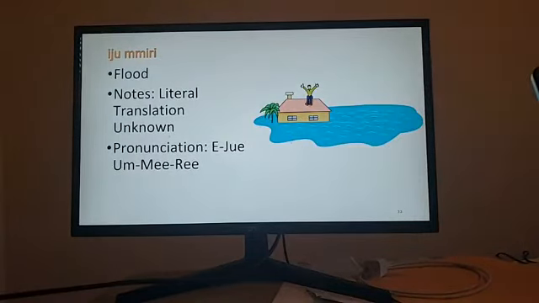A regular flood, one that takes a little bit of time to accumulate the water, would be E-Jue Um-Mee-Ree. So you see again that constant there, that mmiri, that basically means water. So obviously you're going to know it's water related when you see mmiri. So E-Jue Um-Mee-Ree is flood. Again, E-Jue Um-Mee-Ree, flood.